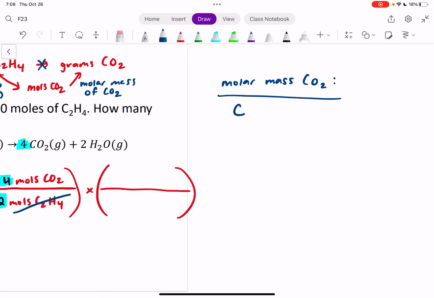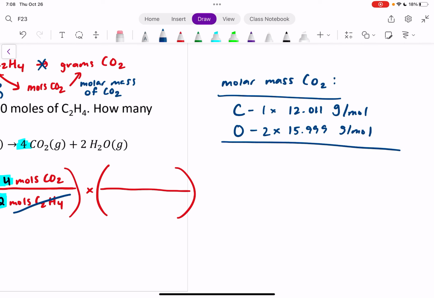All right, so we've got 1 carbon, and we've got 2 oxygens. Carbon has a mass of 12.011 grams per mole. And oxygen has a molar mass of 15.999 grams per mole. So you've got to total that up. And that's going to give us 44.009 grams per mole. And now remember, actually let me write this like this, grams per mole.